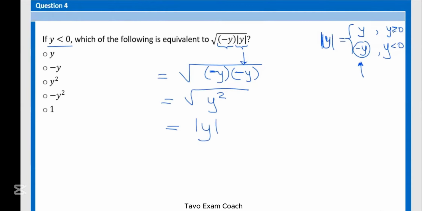And applying again the definition of absolute value, since we know that y is always negative, then it follows that this is equivalent to negative y, according to the definition here. So the correct answer choice is B. Let's see the next question.